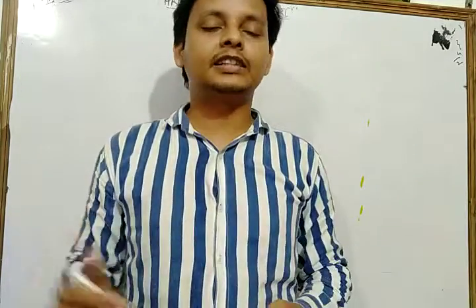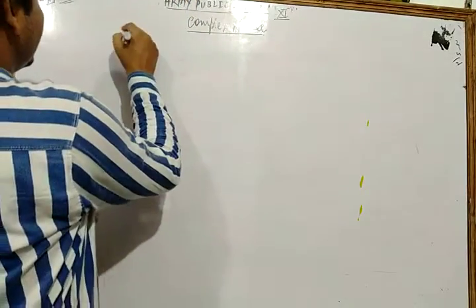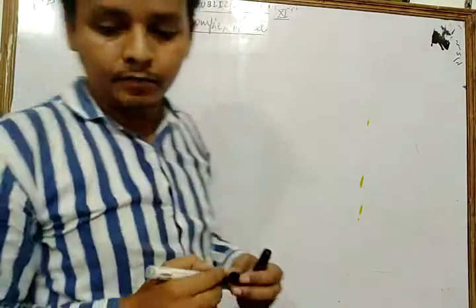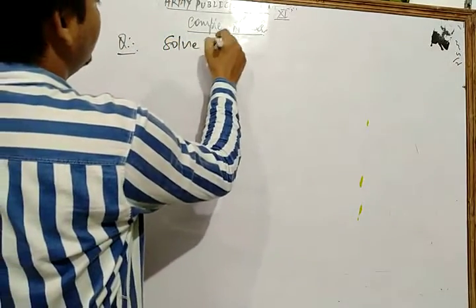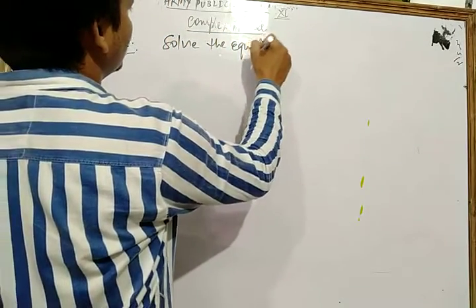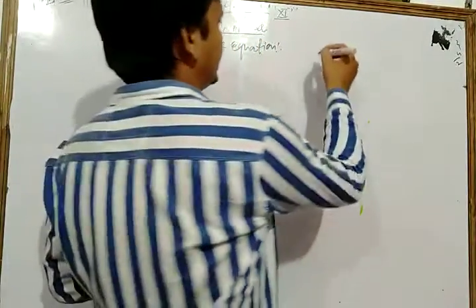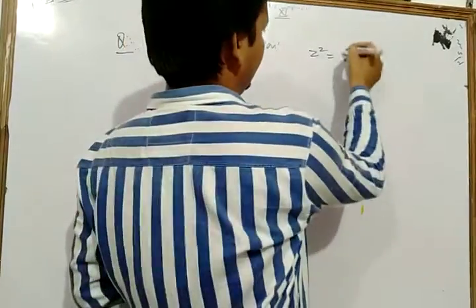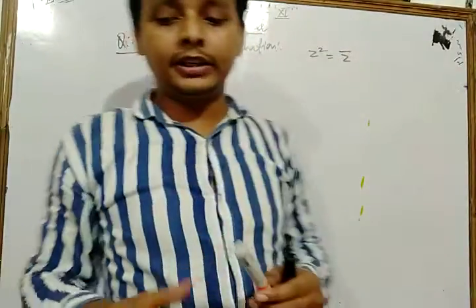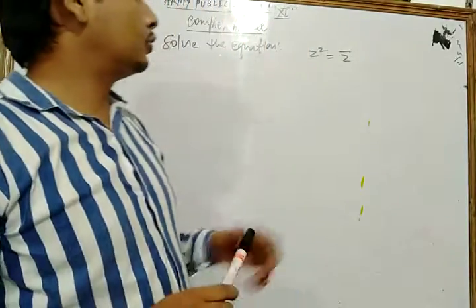Now let's see a very important question from your NCERT exercise. Your first question is a very important question. Solve the equation. Your equation is given by z square is equal to z bar. Dear students, this is our question.